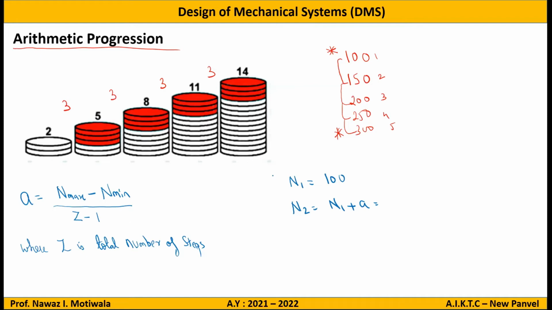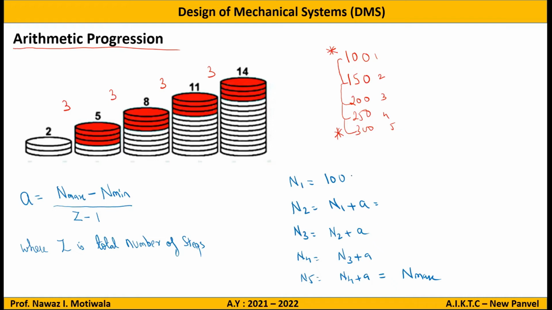Similarly, what can I write about N3? Can you give me the answer? How can I find N3? N2 plus A. Correct. And it will be N2 plus A. Similarly, I can find out N4 is equal to N3 plus A, and I can find out N5 is equal to N4 plus A, and this will also be your maximum speed, yes or no? If there are 5 stages, or if I want the 5 speeds.